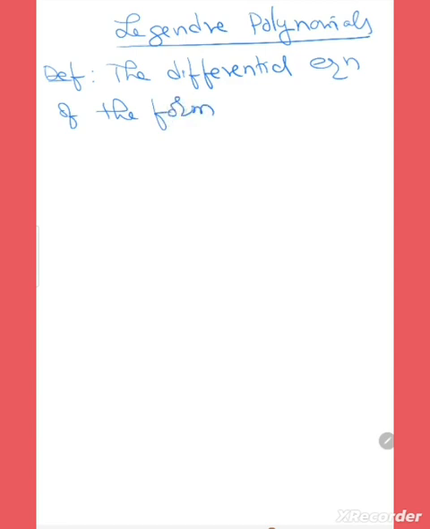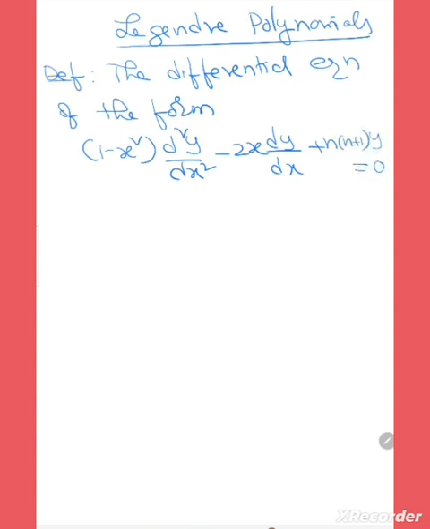Definition: Legendre differential equation. A differential equation of the form 1 minus x square into d square y by dx square minus 2x times dy by dx plus n into n plus 1 into y equals to 0.